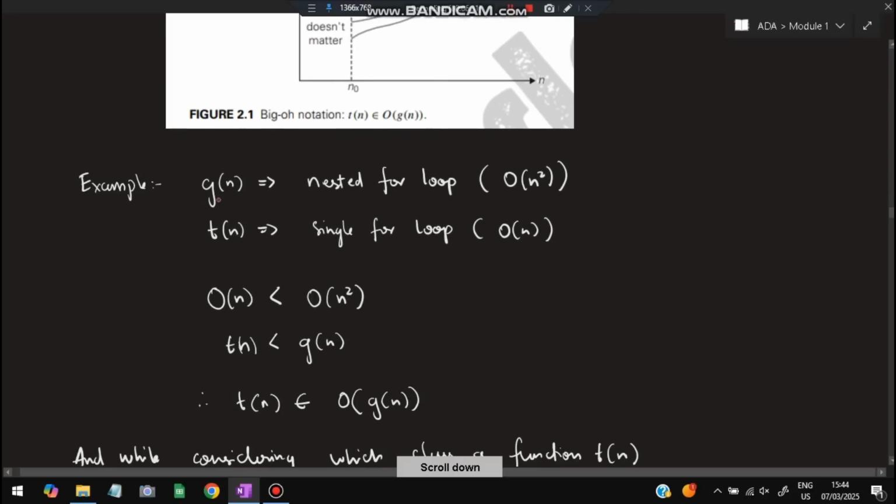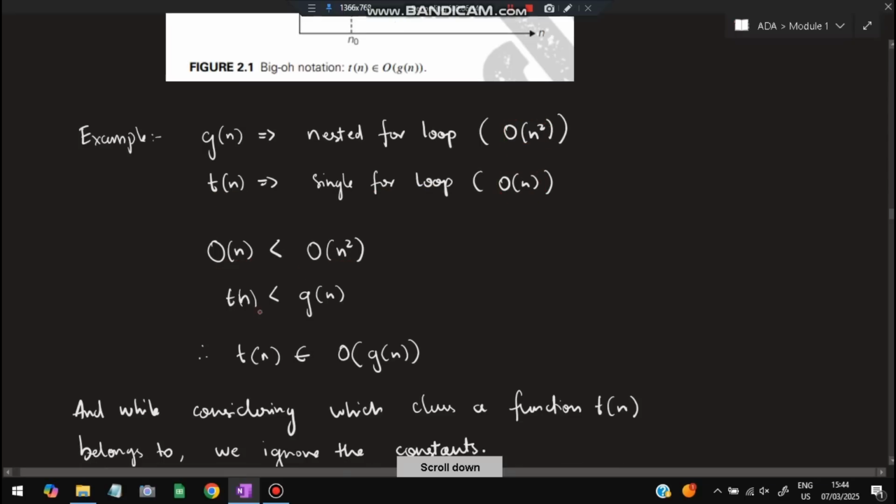So for example, if g of n is a nested for loop, it is O of n square, and T of n is a single for loop, O of n. O of n square will take more time, and O of n will take less time. So T of n is executing faster, taking less time, while g of n is executing slower, taking more time. So if a function is lesser than this one, it is covered by the worst case scenario of this one. Like that we can tell.